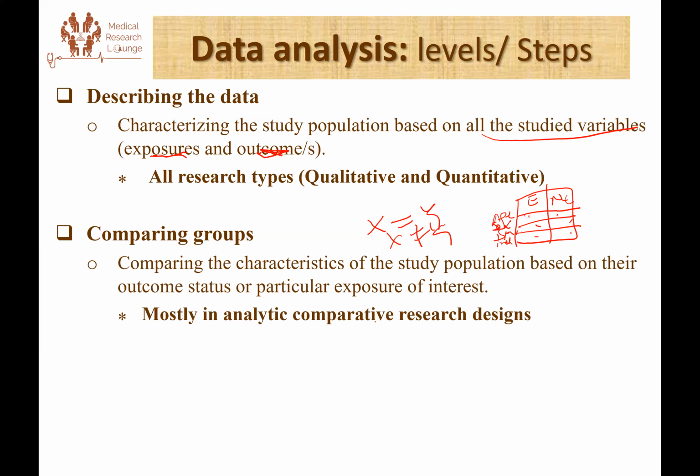Analytic comparative research designs are designs where there are two or more population groups that we study within the same research. For example, in a cohort research, what we do is we start by recruiting groups with some sort of exposure and another group with no exposure, and we compare the two groups and try to see if there is similarity or difference between the two groups.